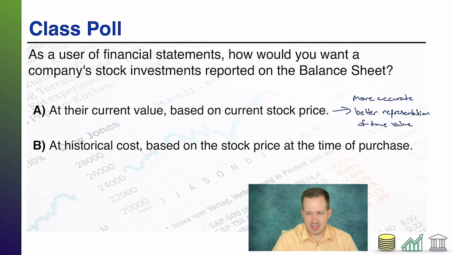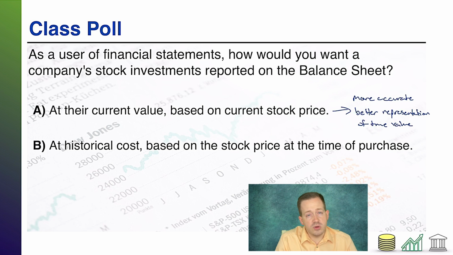The fact is that stock that the company owns is going up and down in value constantly. And so on the balance sheet date, if the price is different than what you paid for it, we'll tell investors that the price is different. That way they know that your value has changed in some way. So that's kind of the argument I usually see for answer A.